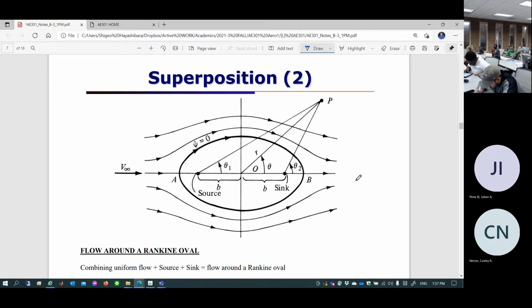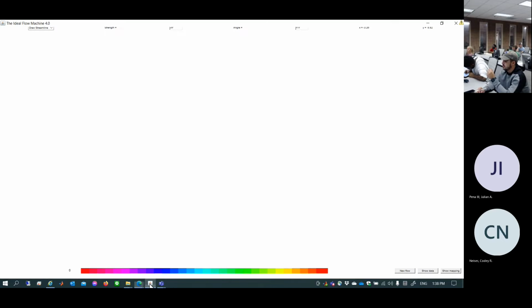Okay. So next page, this is another example. Suppose you're going to superimpose a uniform flow and a source and sink pair with the same magnitude, separated at distance b from the origin, locations b and -b. So it is a superposition of three elementary flow solutions: uniform flow, source, and sink of the same magnitude. It is going to create the flow field over an oval. This is flow over a Rankine oval. I can do that right here.